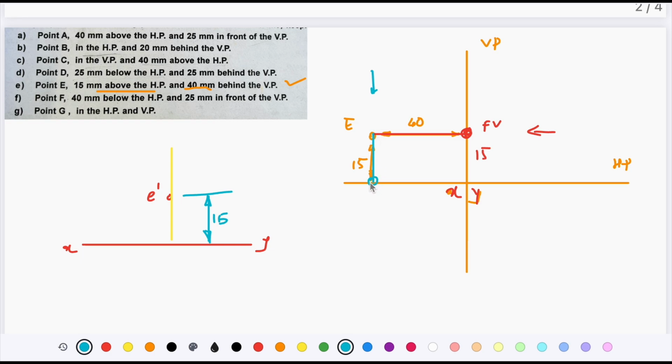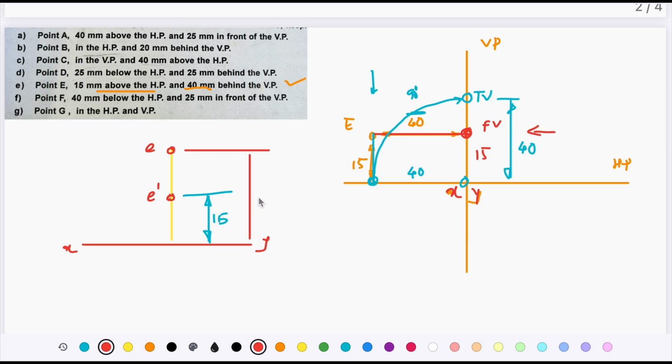Okay, now let's look for the top view. It will be projected on the horizontal plane. Distance from XY will be equivalent to distance from vertical plane, so 40, and for visibility I need to rotate it in clockwise direction by 90 degree. So actual top view will get shifted over here, and this distance will be equivalent to distance from XY, that is 40. So on the same projector of E dash, at a distance of 40 you will get its top view. This distance is going to be 40.